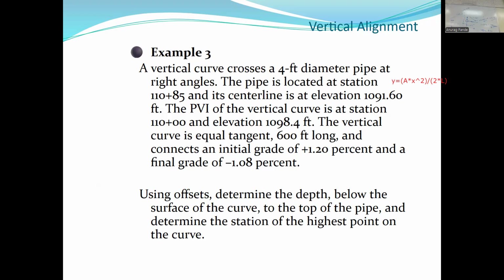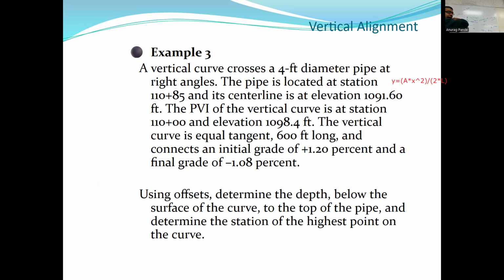So in this case, you're trying to find, if you design this curve to join this 1.2 and 1.08% grade, how far below the pipe is located. Okay, and now we're going to use offset. In the offset equation, the most important thing for us is usually this right here, this initial tangent.